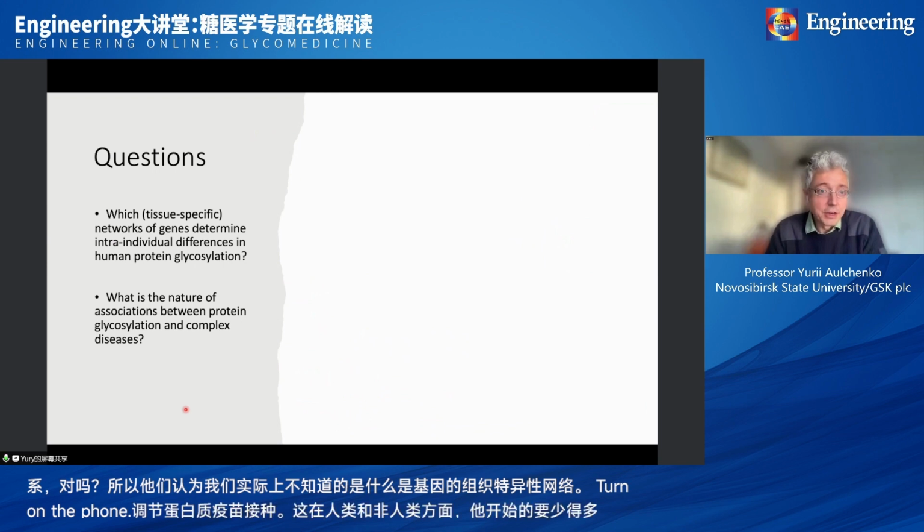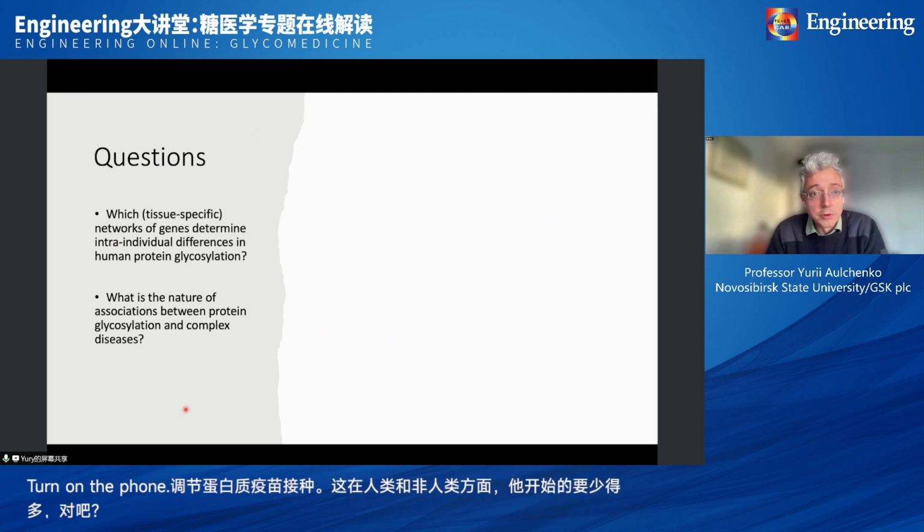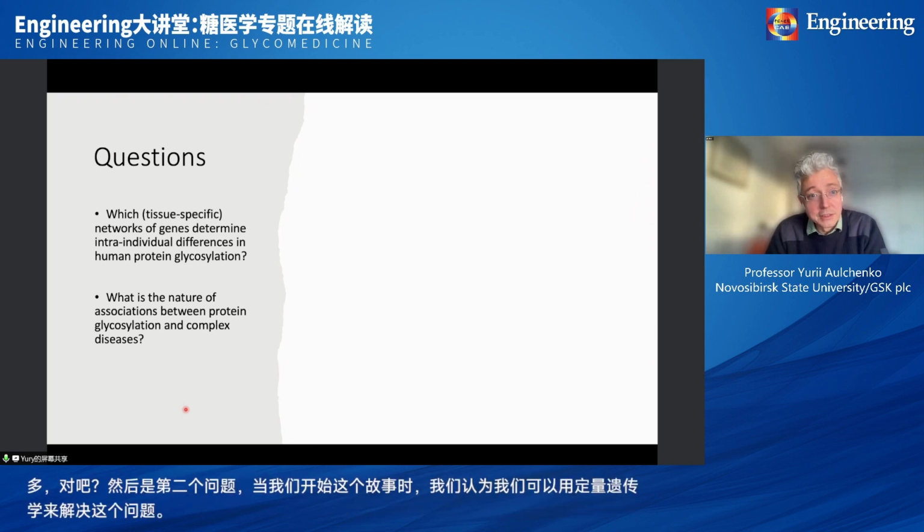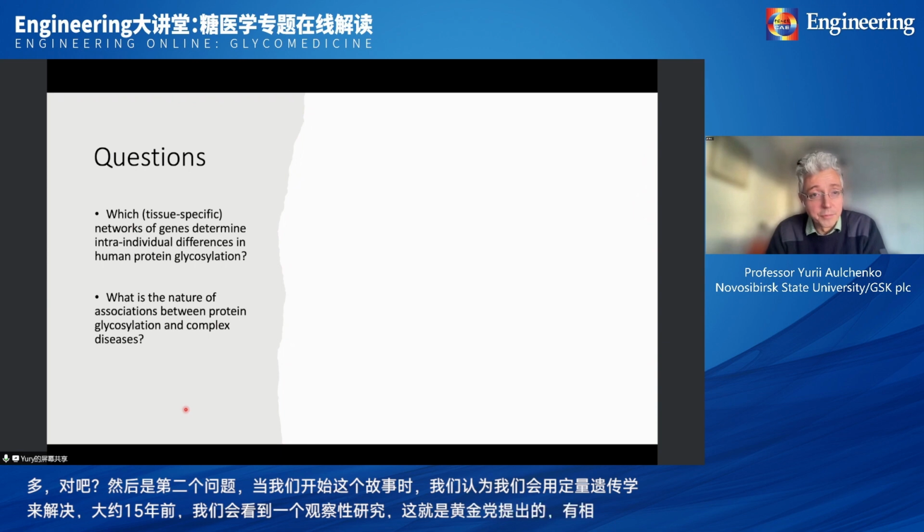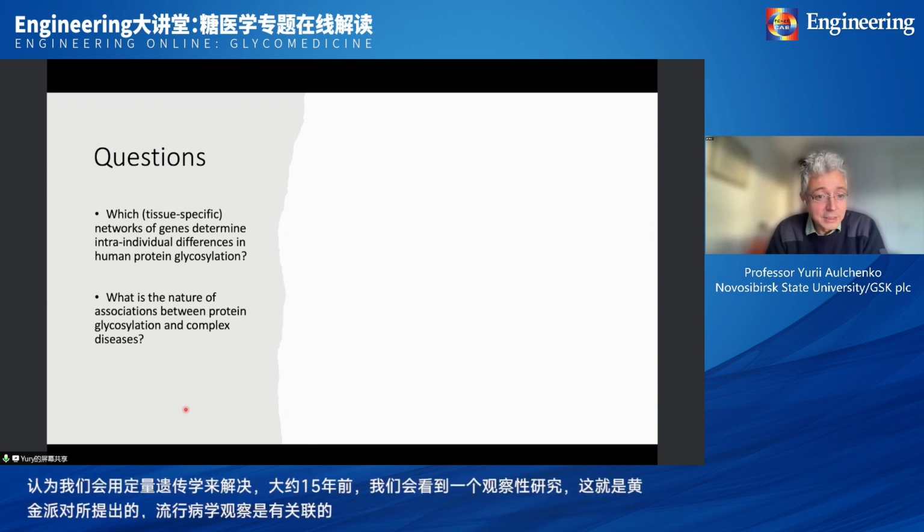And then the second question, which we were thinking we would address with quantitative genetics when we started this story about 15 years ago, was: we've seen observational studies, and this is what Gordon partly presented, that there is epidemiological association from observational studies between different abundance of different glycan structures and the disease.